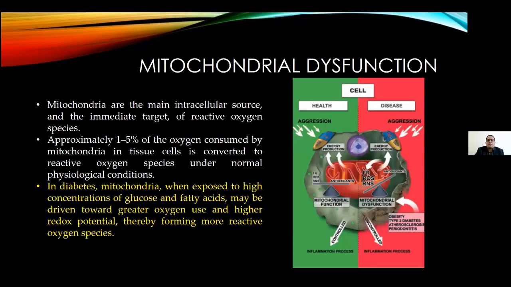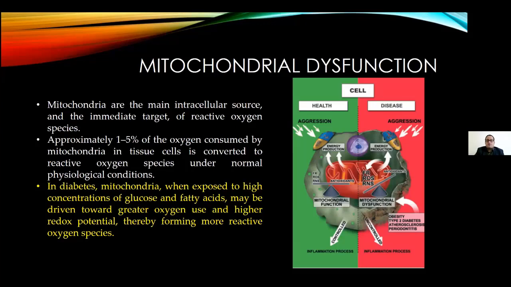Another important player nowadays is mitochondrial dysfunction. We know that mitochondria are the main intracellular source and the immediate target of reactive oxygen species. Approximately 1 to 5% of the oxygen consumed by the mitochondria is converted to reactive oxygen species under normal physiological conditions. But it is during an abnormal condition that the reactive oxygen species start increasing, and we know that reactive oxygen species have a devastating role to play with respect to the destruction of periodontal tissues.